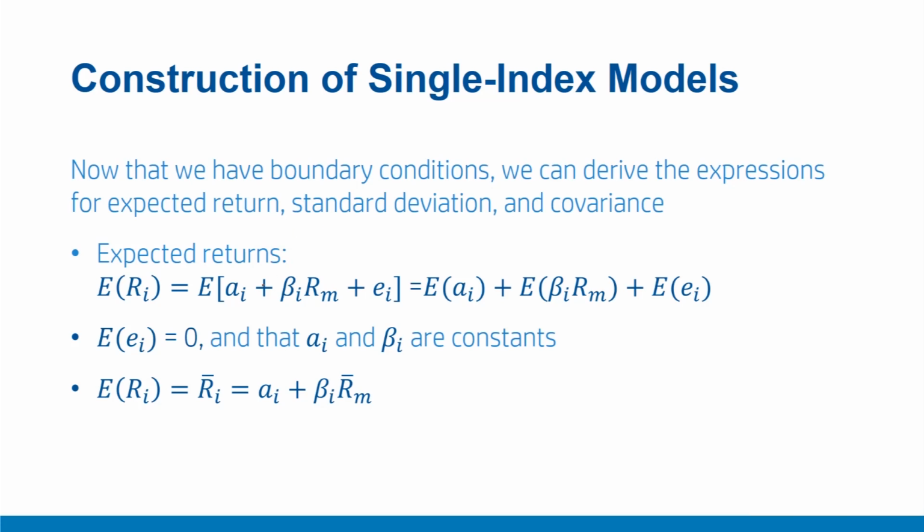Expected returns under the single index model can be easily obtained by applying the expectations operator on Ri. Expectation of alpha i plus beta i times Rm plus Ei equals expectation of alpha i separately plus expectation of beta i times Rm plus expectation of Ei. Now the expectation of Ei is 0, we already discussed that. Since alpha is a constant term, the expectation of alpha i will be alpha i itself, and the expectation of beta i times Rm should be beta i times Rm bar, because beta is a constant and Rm bar is the expectation of market return. So this is our expected return definition for the single index model.